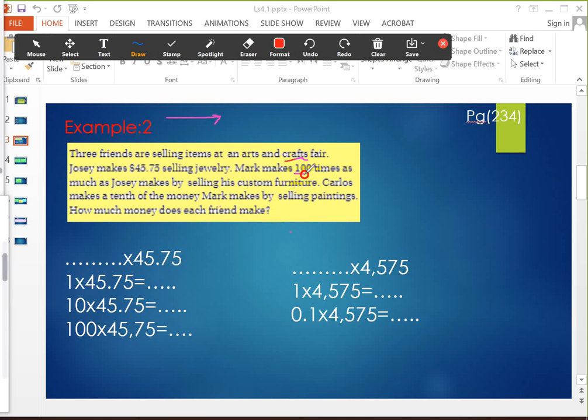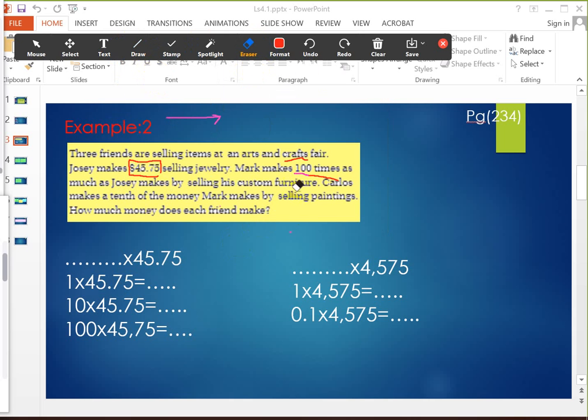So you remember this, 10 times, okay? You remember this, 10 times as much as. So Carlos makes a tenth of the money Mark makes by selling paintings. How much money does each friend make? So we have to compare between the money for Juicy and those amounts, 100 times and a tenth of. Okay, you have to focus on those.